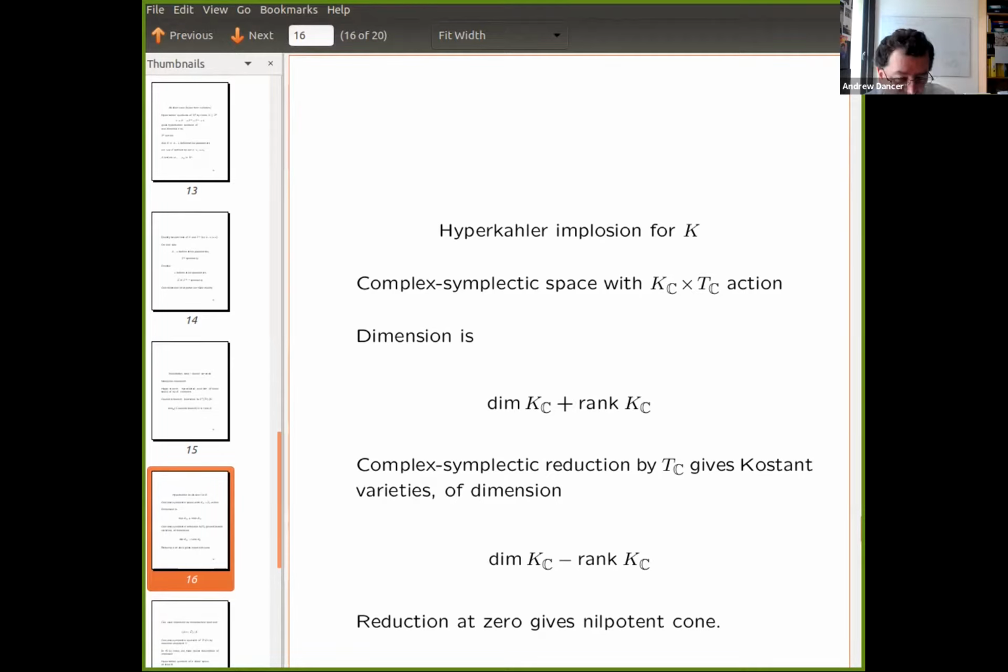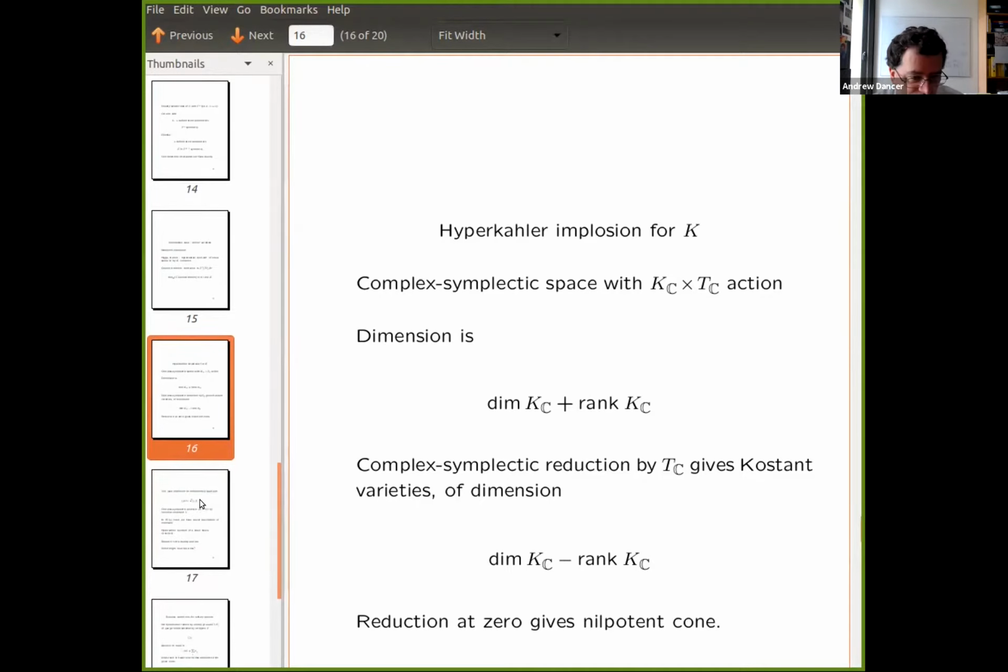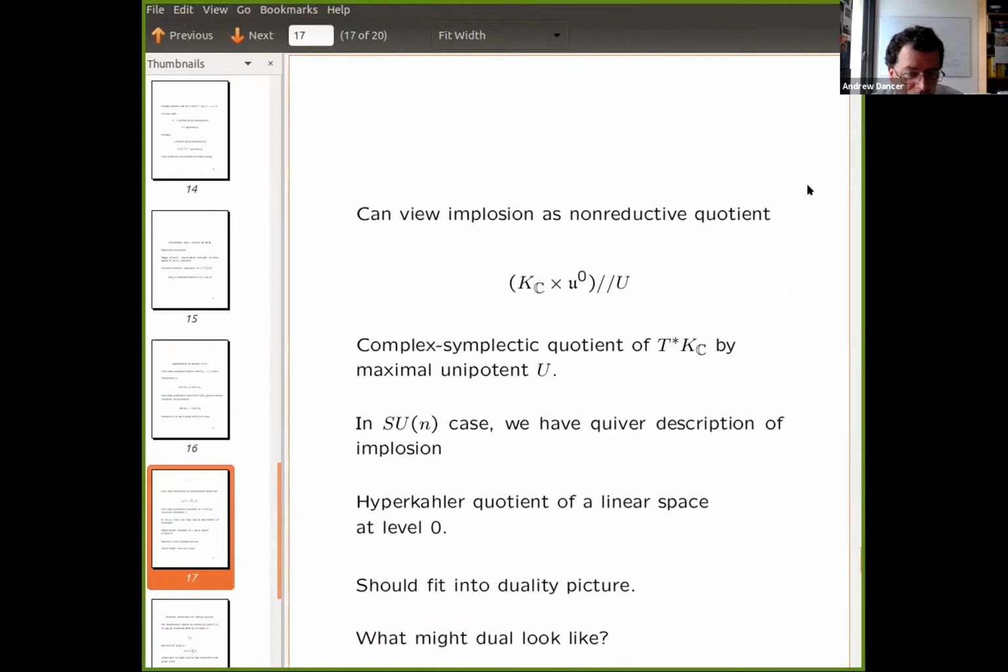So the Kostant varieties in the SU(N) case are basically just what we get by fixing the eigenvalues of an element of the Lie algebra. In particular, if we fix the eigenvalues all to be 0, then we get the nilpotent cone. So this is sort of a master space with this torus action, such that the reductions by the torus action give you the various Kostant varieties, in particular the nilpotent cone.